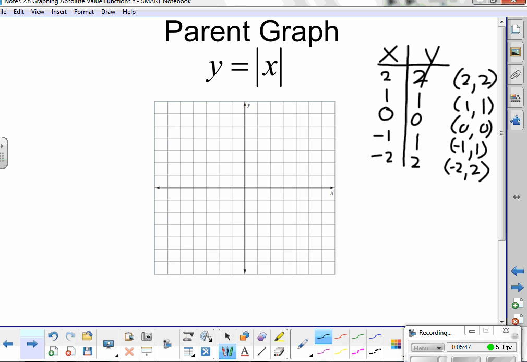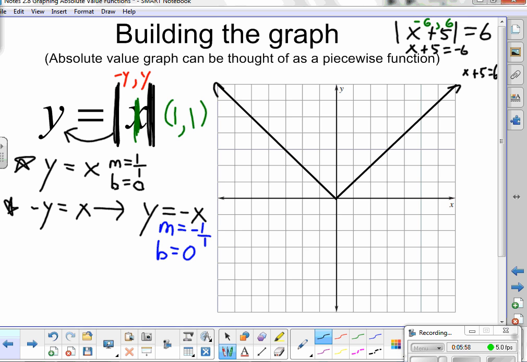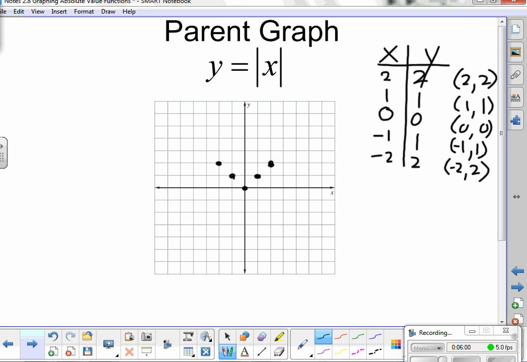So 2, 2 is right here, 1, 1 is right here, 0, 0 is right here, 1, 1. And if you notice, that is actually looking a lot like that. So this is another way that you could have thought about it.